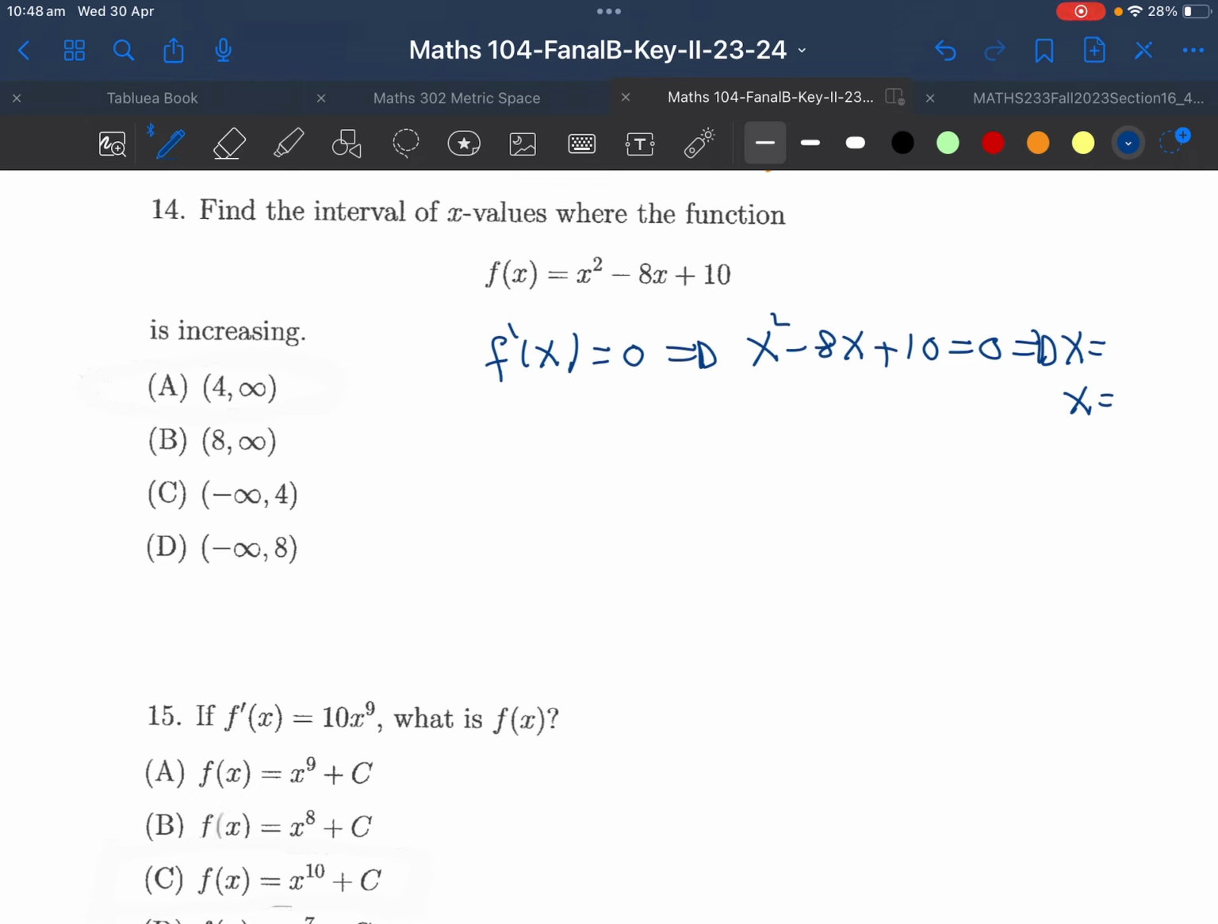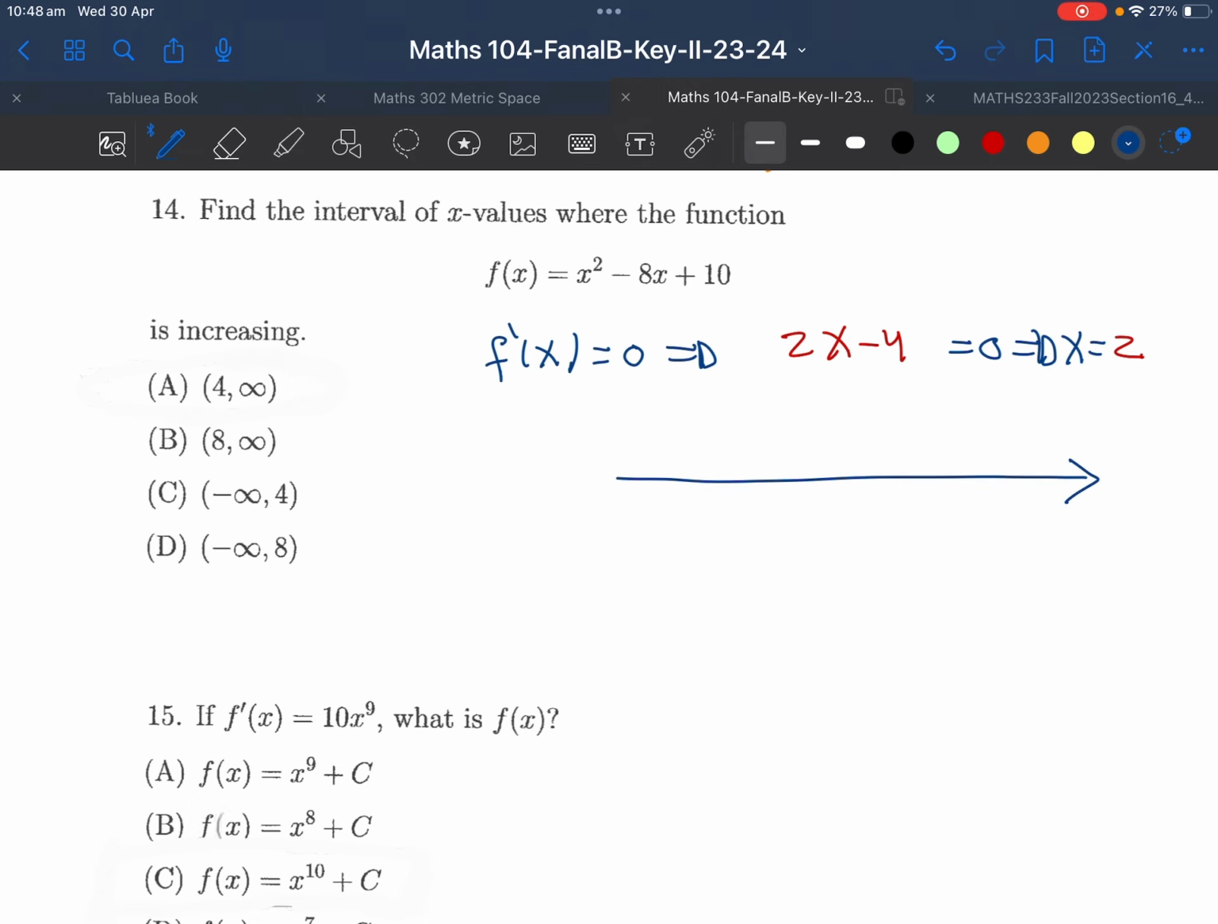Either x is... sorry, I didn't find the derivative here. I should find the derivative here. It should be 2x minus 4. So there is only one answer, which is x equal to 2.